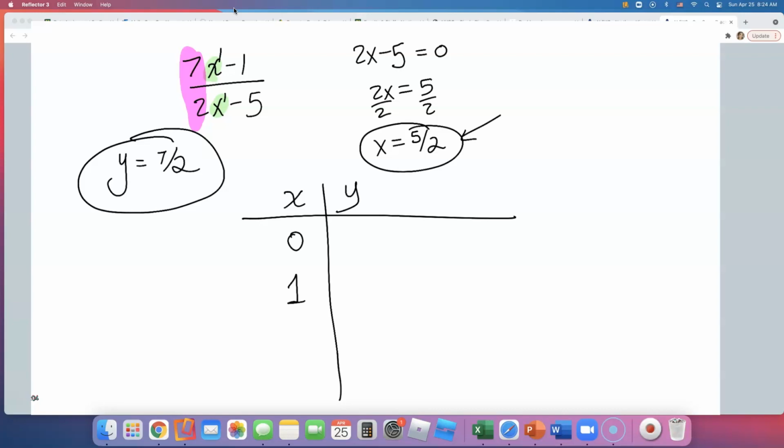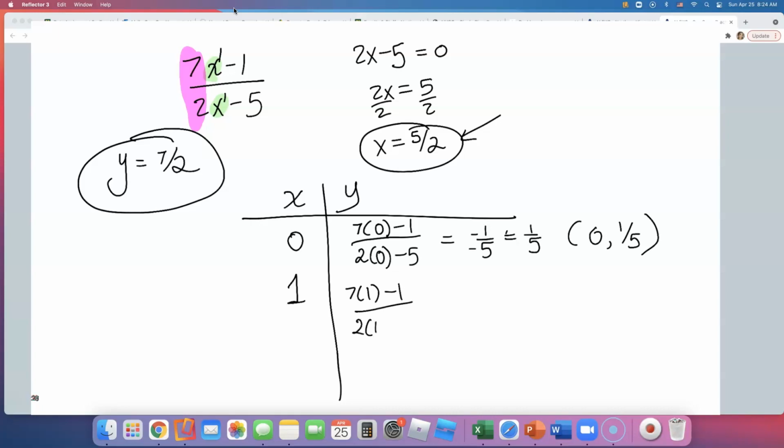If I plug in 0 into the function, I'll get 7 times 0 minus 1 over 2 times 0 minus 5. That is negative 1 over 5. Oops, both are negative, sorry. So which turns into positive 1/5. So let me plot a point at (0, 1/5). Next point, if I plug in 1 into the function, I'll get 7 minus 1 over 2 minus 5, and that is 6 over negative 3, which is negative 2. So let's plot a point at (1, negative 2).